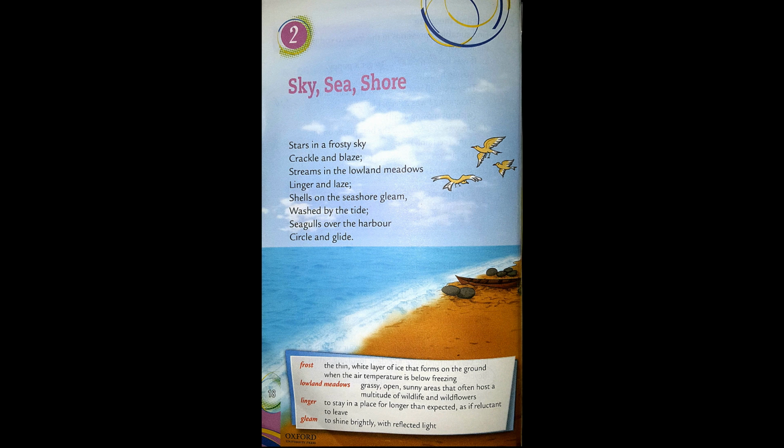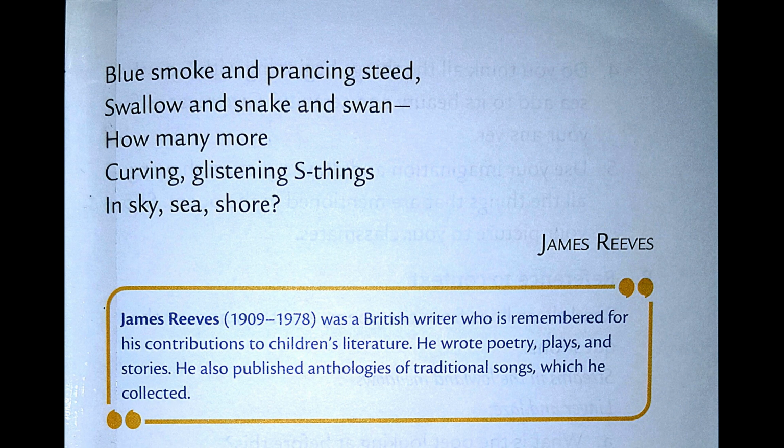Sky, sea, shore. Stars in a frosty sky crackle and blaze, streams in the lowland meadows linger and laze, shells on the seashore gleam, washed by the tide, seagulls over the harbor circle and glide, blue smoke and prancing steed, swallow and snake and swan. How many more curving, glistening things in sky, sea, shore?